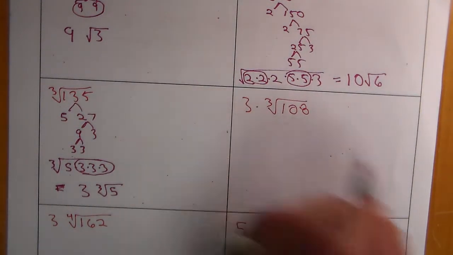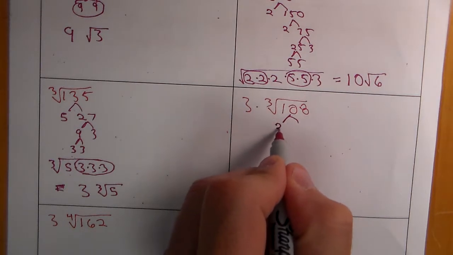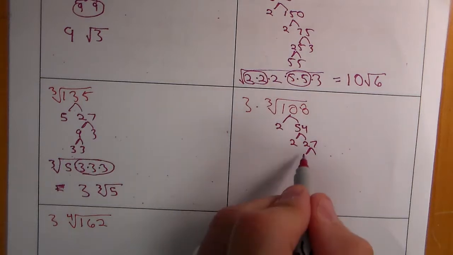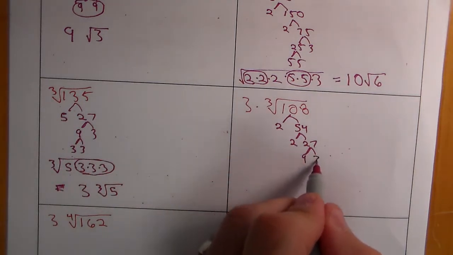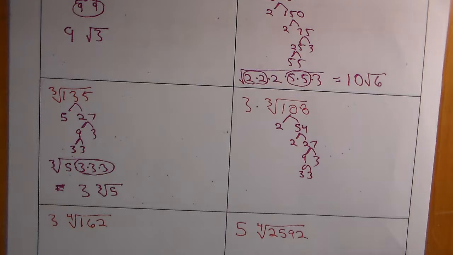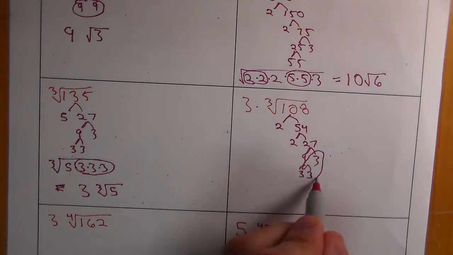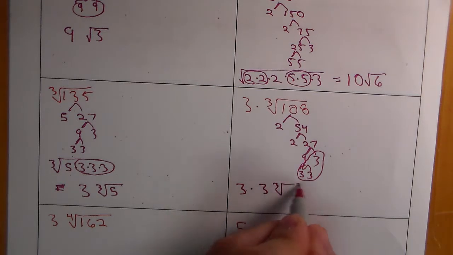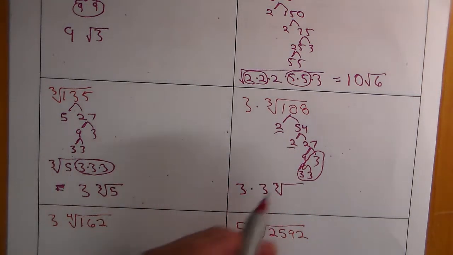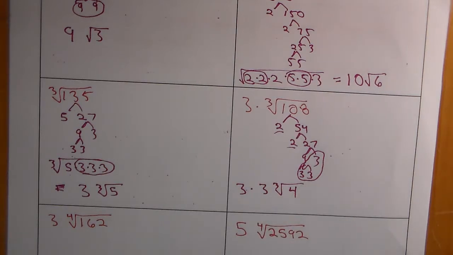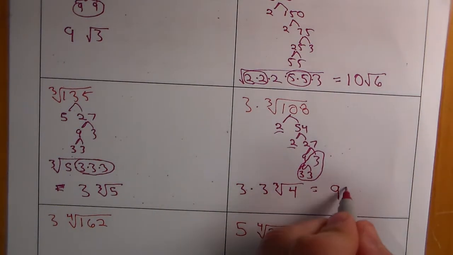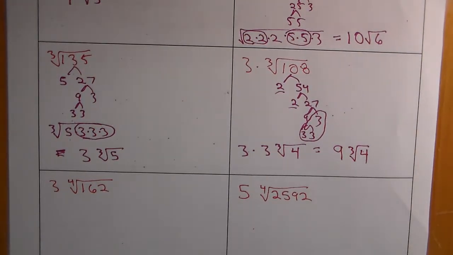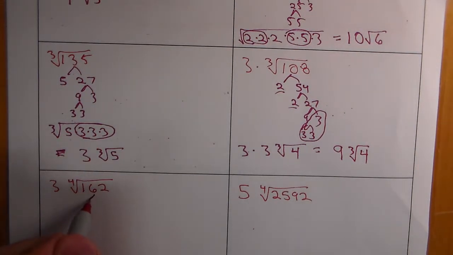3 times the cube root of 108. 108 I could do is 2 times 54, which is 2 times 27. Now if I'm looking for a cube root, as I just did over here, I get 9 and 3. I get my set of 3's. So these come out. 3 times 3 cube root of, what's left is 2 and 2. So I have 4. So my answer is 9 cube root 4. Now even though 4 is a perfect square, I can't simplify that because I'm looking at cube roots.